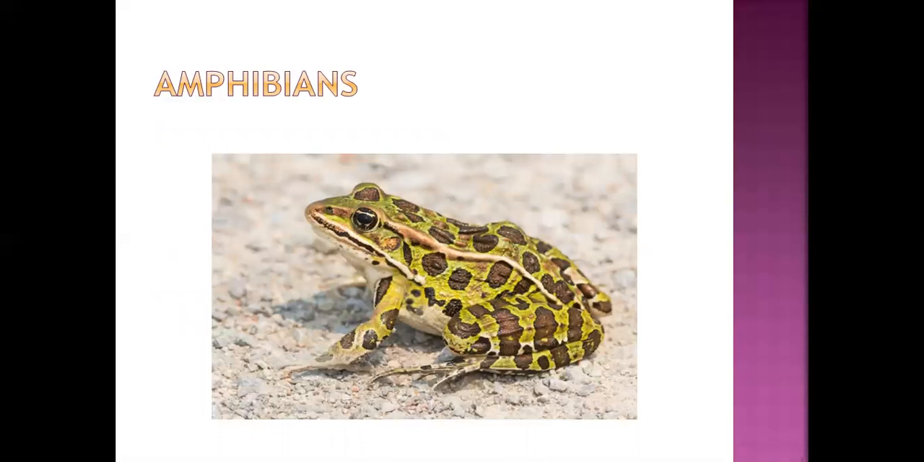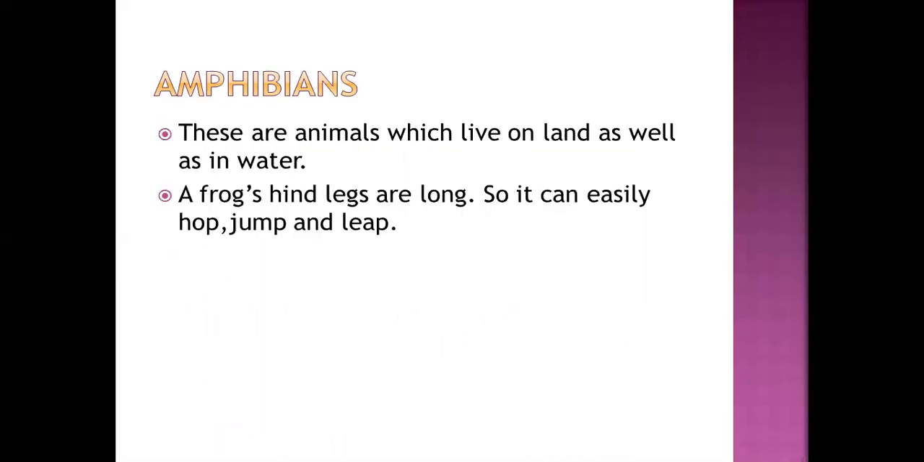Amphibian, a different name and a different category of animals. Now, you see here the picture of a frog. Now, I am not sure whether you've seen a frog in water and a frog also on land. So, exactly that is what that word means. Amphibians are animals which live on land as well as in water.